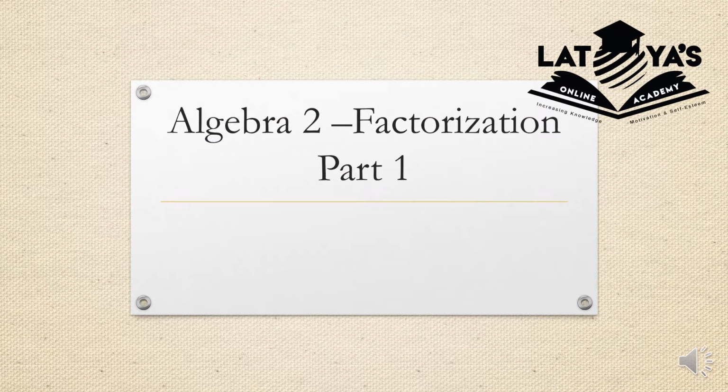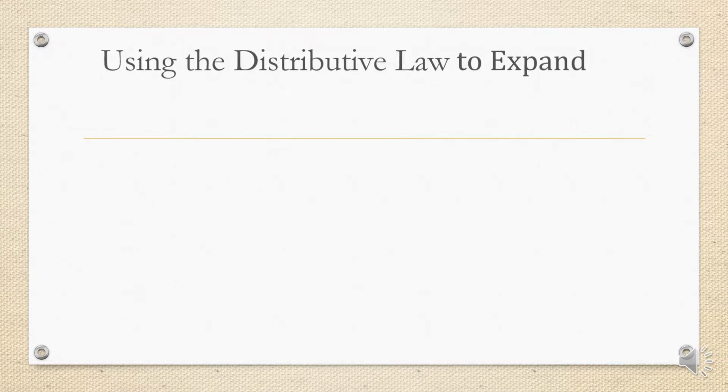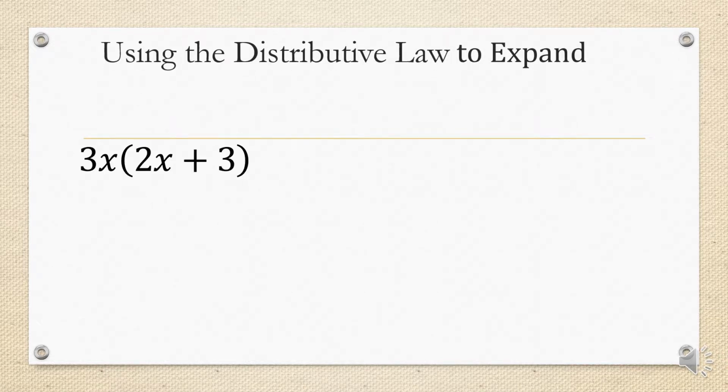Today we'll continue with Algebra 2. We are looking at factorization. After this tutorial, you will be able to expand and simplify using the distributive law. We'll be factorizing as a product of two binomials, that is two brackets, two terms, perfect squares, and difference of two squares. Let's begin by using the distributive law to expand this.